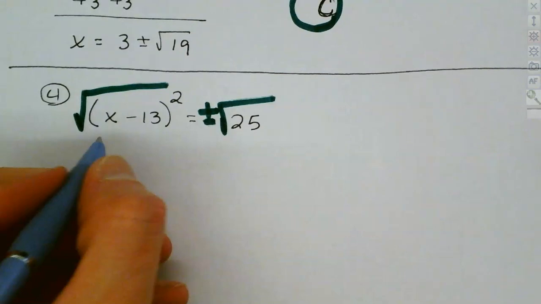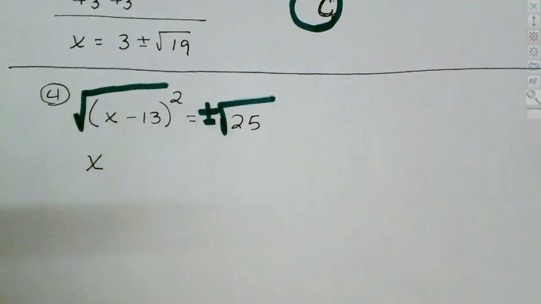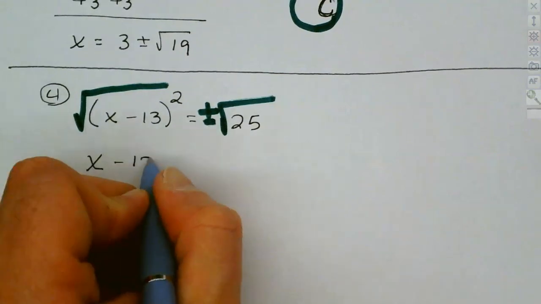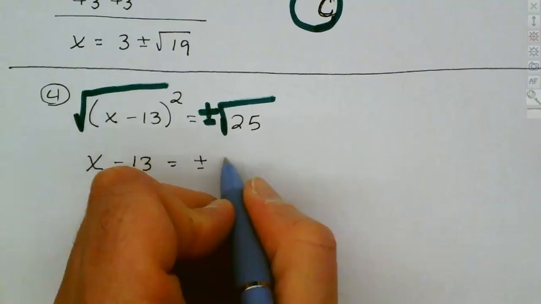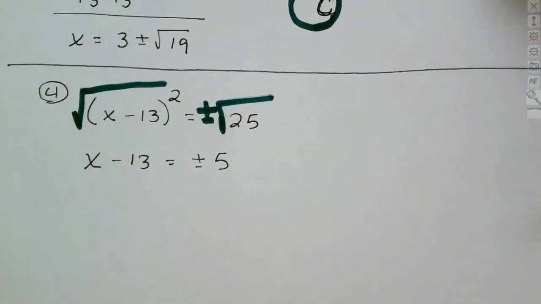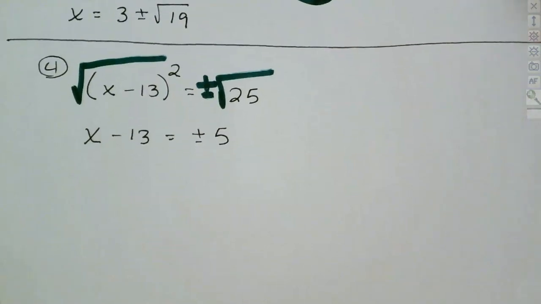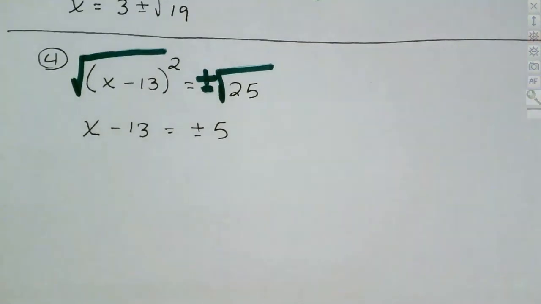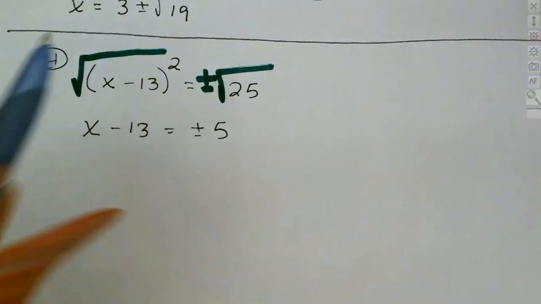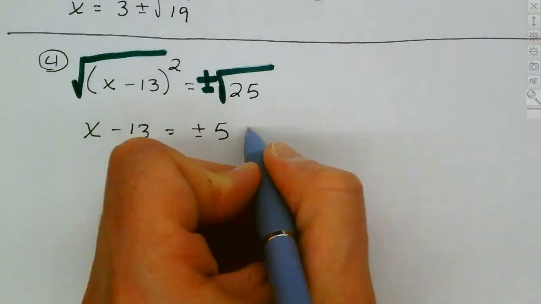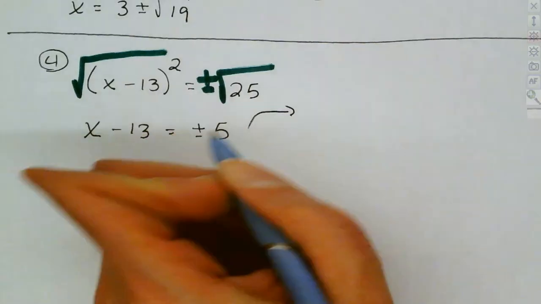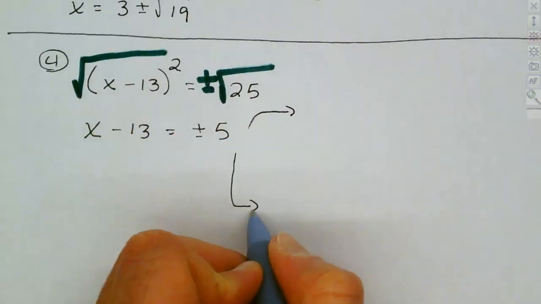25 is a perfect square of 5. So now on the left, we have x minus 13, and that equals plus or minus 5. Now, all the roots are gone, and we're going to get 2 solutions because this was squared. So we should get 2 different answers. So let's write out our 2 equations to get our 2 different answers.